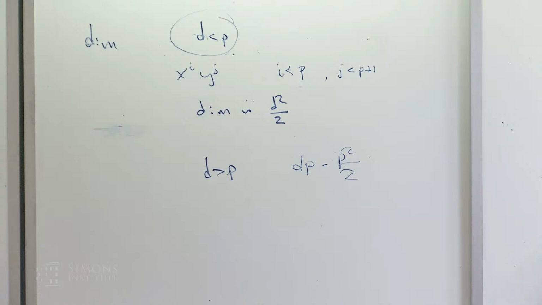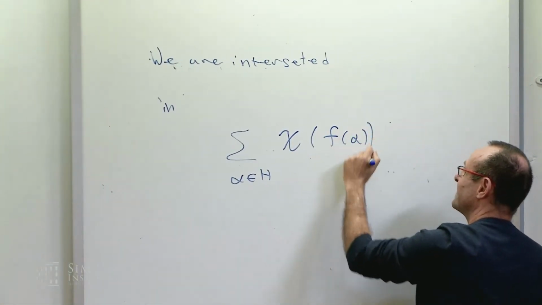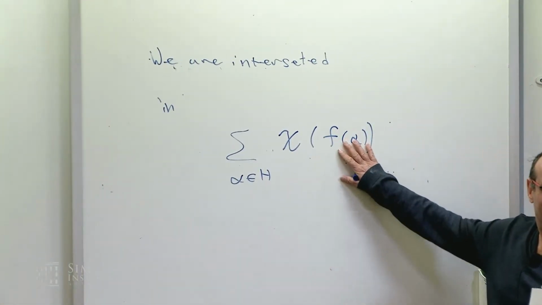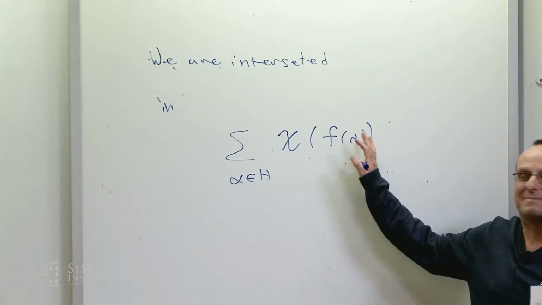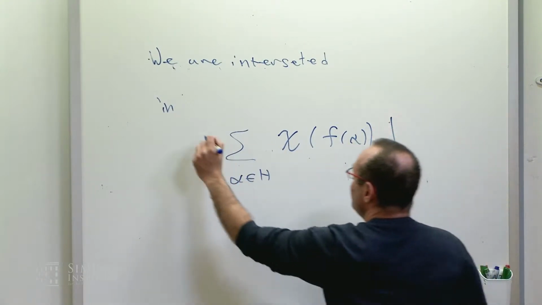Okay, so now let's look. We are interested in what? We are interested in the sum over all alpha in H. These are all the evaluation points. The quadratic residue of f of alpha. I'm working with a multiplicative character. It's not really important, but I think it's easier. So we want to bound that, right?